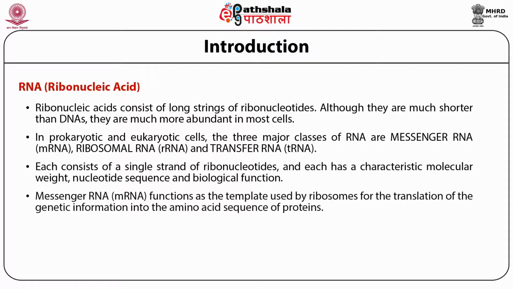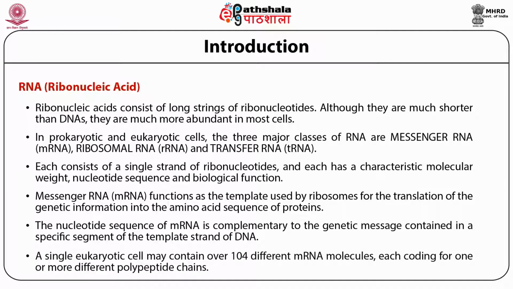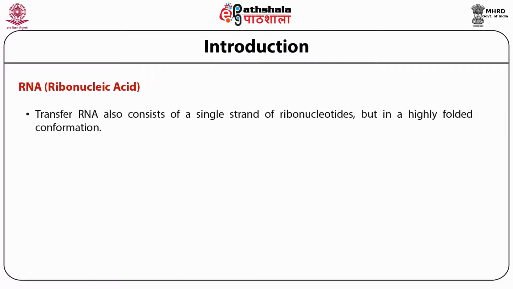The messenger RNA or mRNA functions as the template used by ribosomes for the translation of the genetic information into the amino acid sequence of proteins. The nucleotide sequence of mRNA is complementary to the genetic message contained in a specific segment of the template strand of DNA. A single eukaryotic cell may contain over 10^4 different mRNA molecules, each coding for 1 or more different polypeptide chains. Transfer RNA also consists of a single strand of ribonucleotides, but in a highly folded conformation.